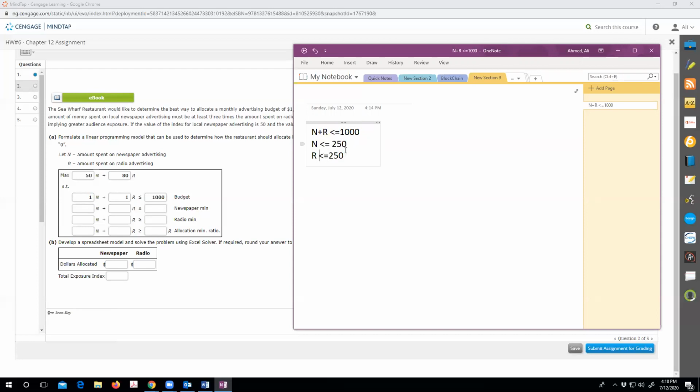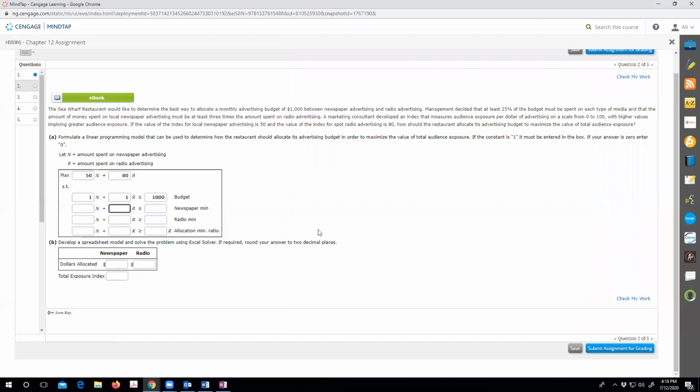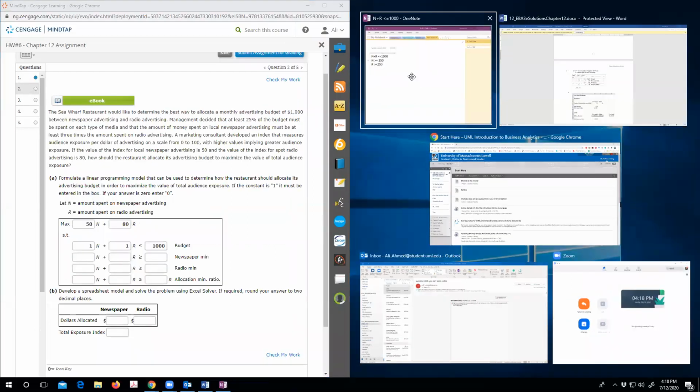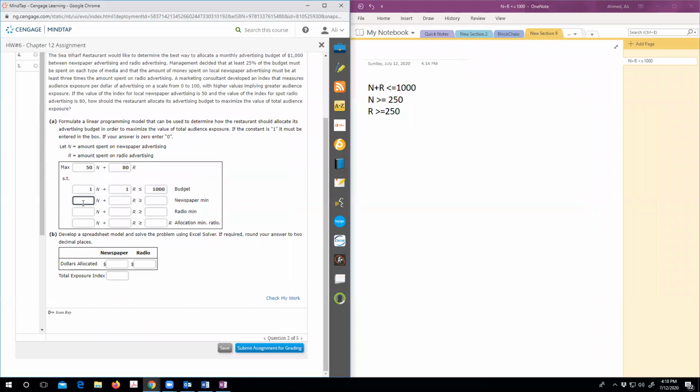Yeah, but wouldn't the sign have to be the opposite way? Wouldn't it have to be greater than 250? Oh yeah, sorry. Yep, you're right. So it should be like this. So we can put this: 1N, this will be 0 now, and 250. Similarly, this can be 0, and our minimum is 250.